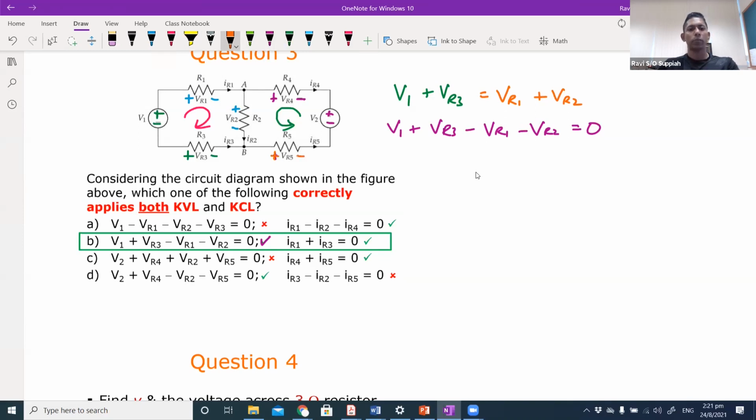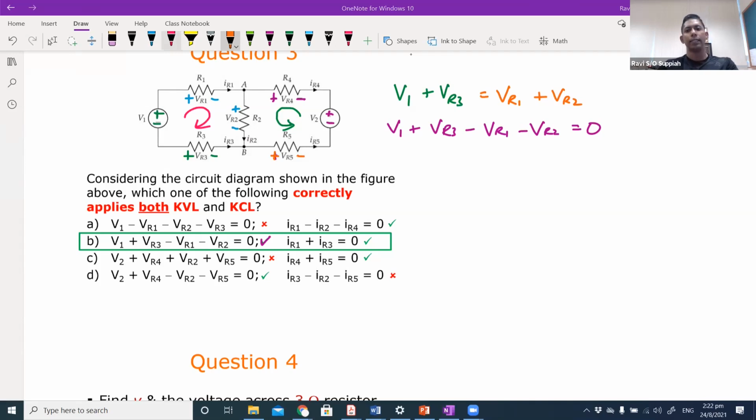The way I look at same direction and opposite direction is, imagine this loop is the current flow. For both V2 and VR4, current is coming out of the positive. For VR2 and VR5, current is going into the positive. That is how you look at those that are in the same direction of the loop and those that are in the opposite direction of the loop.